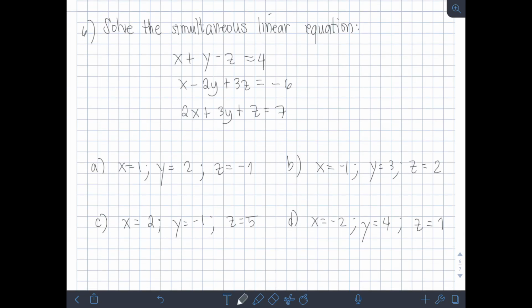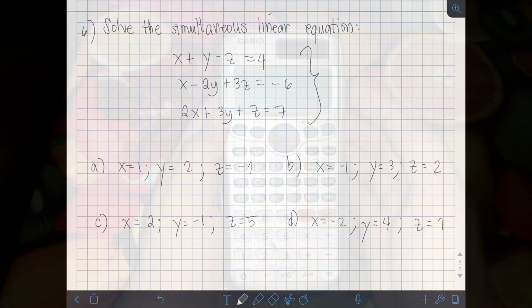Next, we have: solve the simultaneous linear equation x plus y minus z equals 4, x minus 2y plus 3z equals negative 6, and 2x plus 3y plus z equals 7. Okay, so this time, 3 equations in 3 unknowns naman tayo. So, pwede pa rin nating magamit dito yung calculator, which is ibang mode naman. So, pakita ko sa inyo.